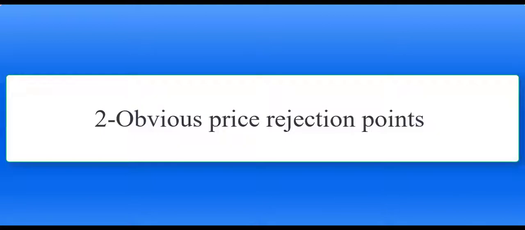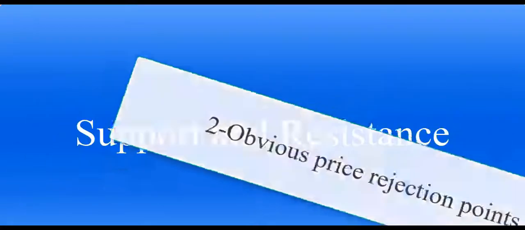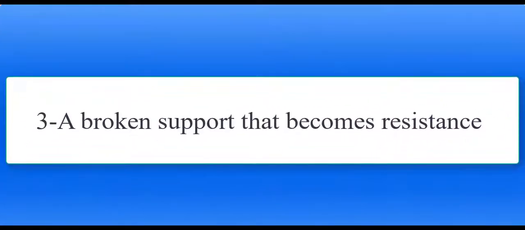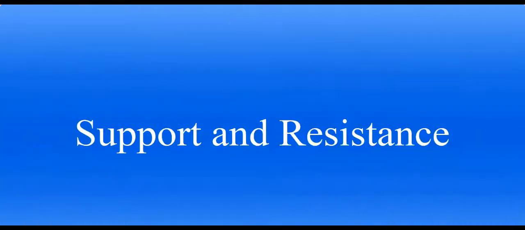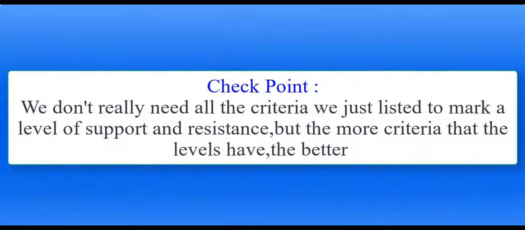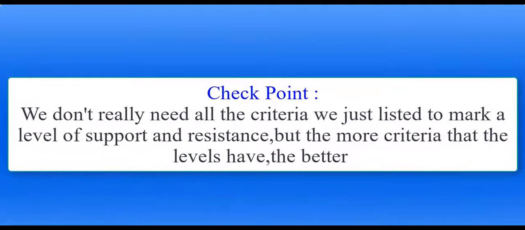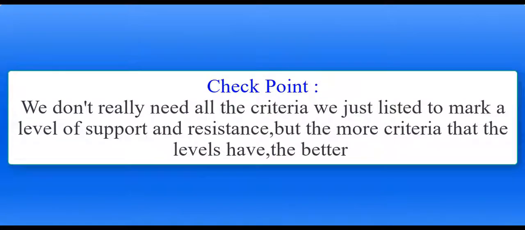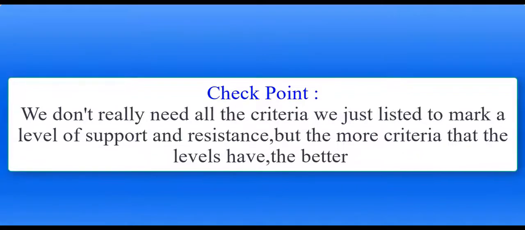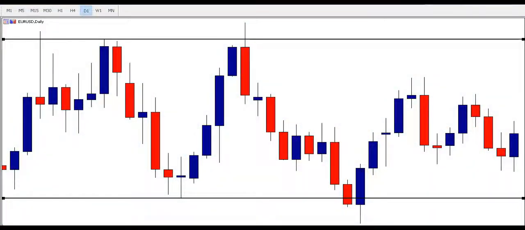And the third trait is broken support levels that become resistance and broken resistance levels that become support. We don't really need all the criteria we just listed to mark a level of support and resistance, but the more criteria that the levels have, the better. Let's jump to the chart and break down each of these points.